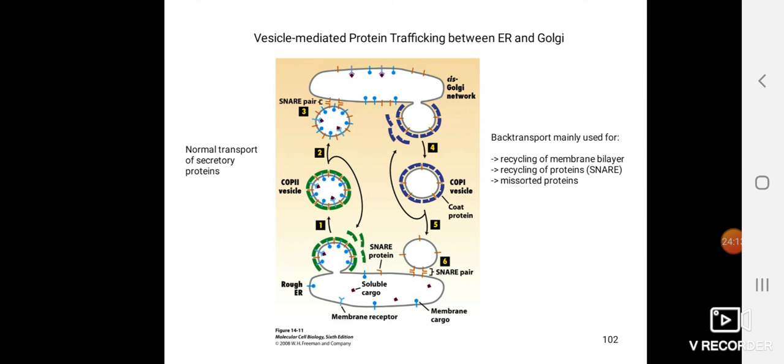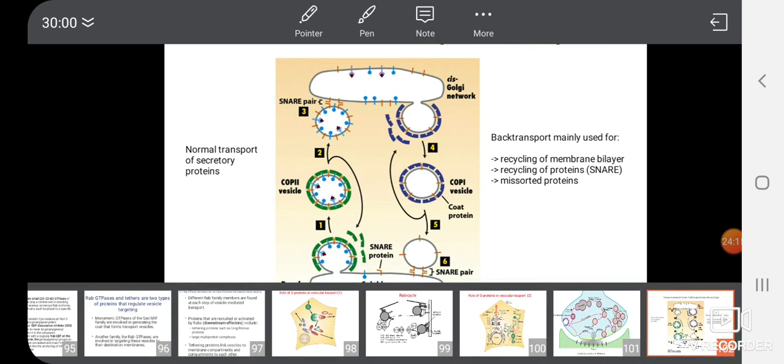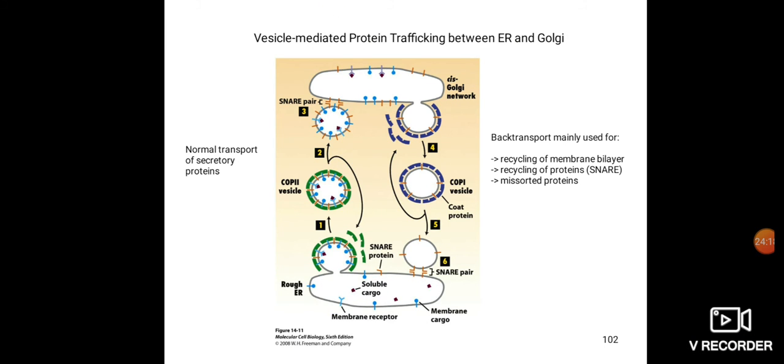This is how the vesicle-mediated transport of proteins takes place between the Golgi complex and the rough endoplasmic reticulum. With COPI, a vesicle forms at the membrane of the cis-Golgi network, where the endoplasmic reticulum resident proteins get vesicularized and transported to the rough endoplasmic reticulum.